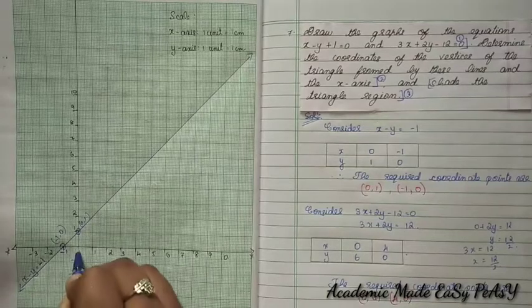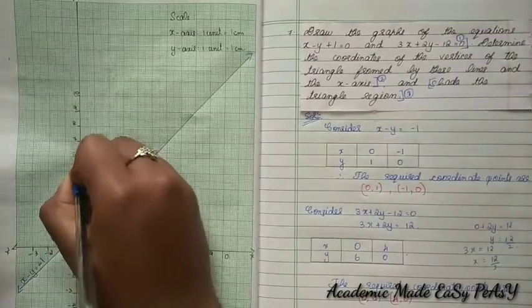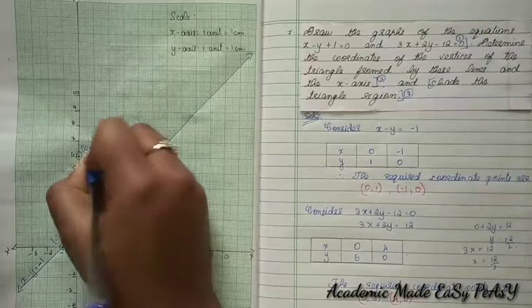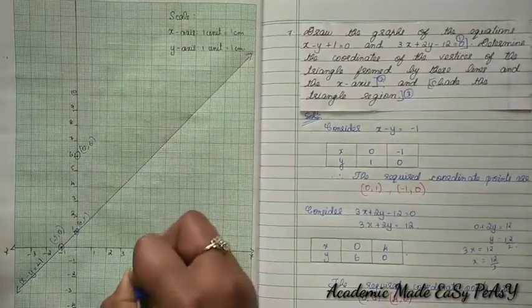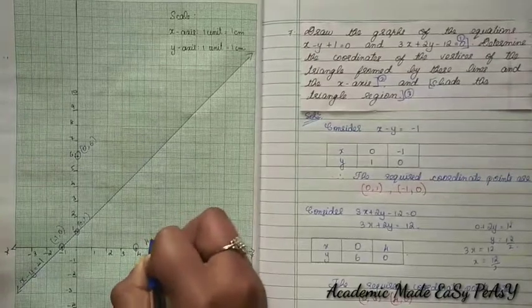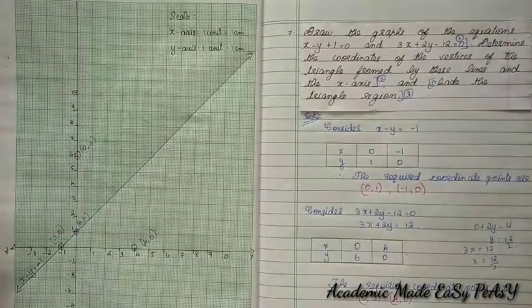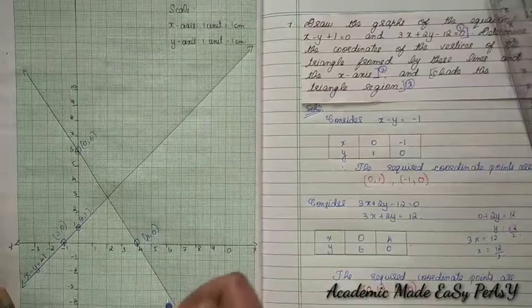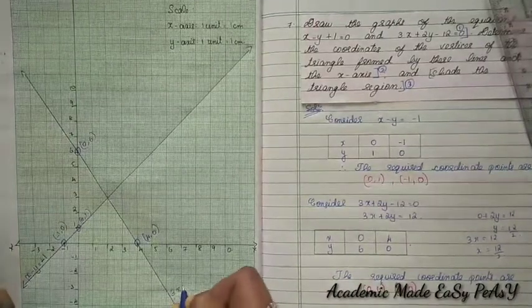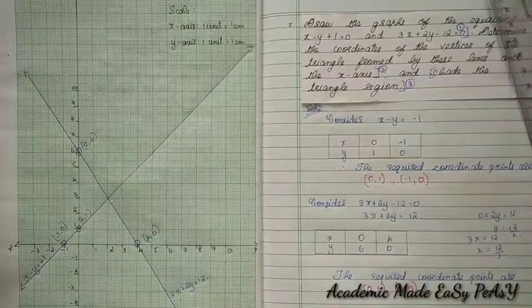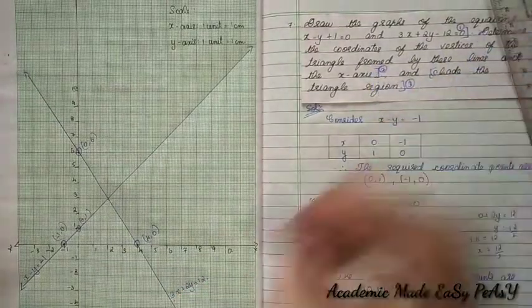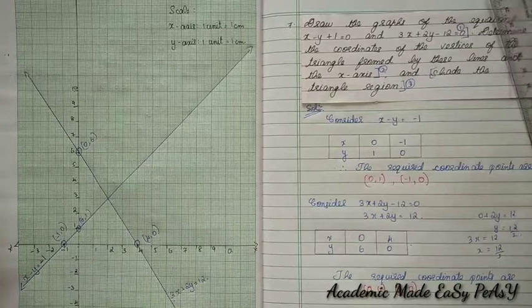So next is for this equation, so it is 0, 6. So 0 and 6 over here. 0, 6 and 4, 0. So 4, 0. So now I will be joining these 2 points. So the equation for this will be 3x plus 2y is equal to 12. So what have they asked over here? So till now part 1 of the question is over.